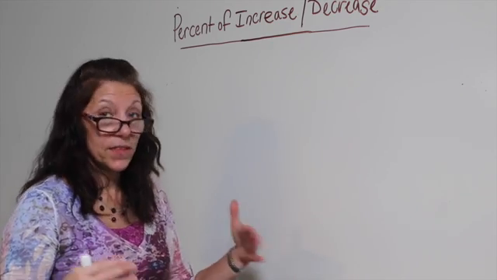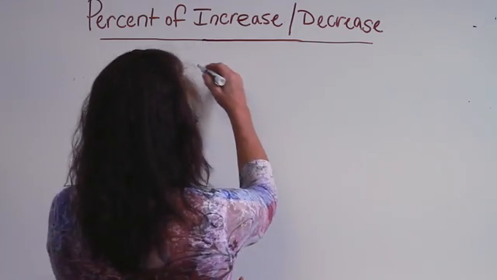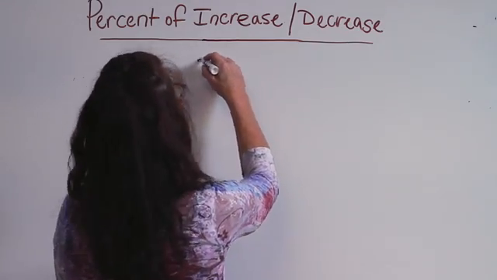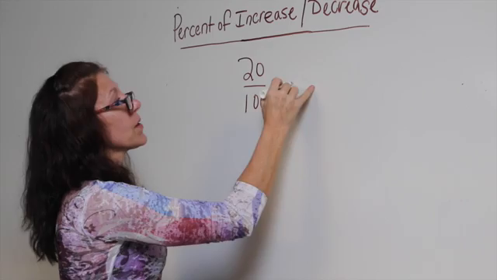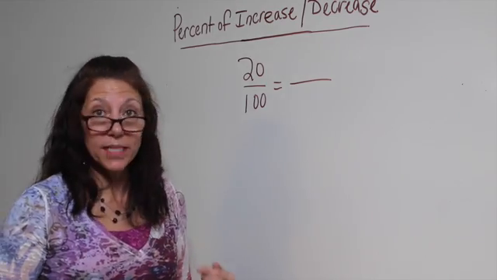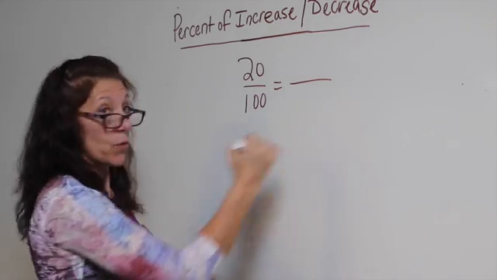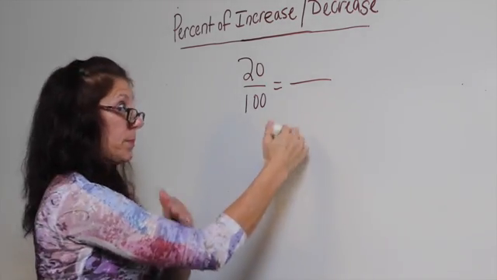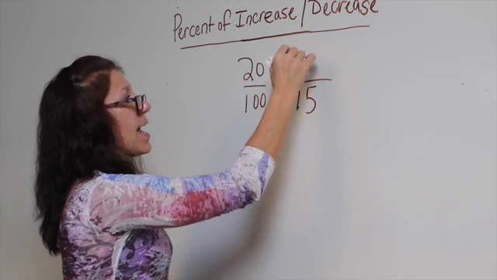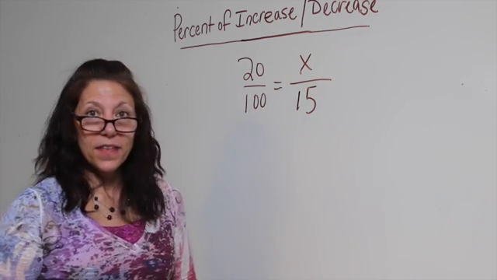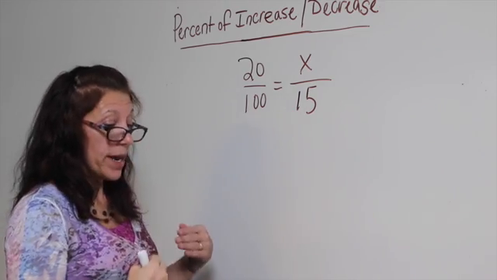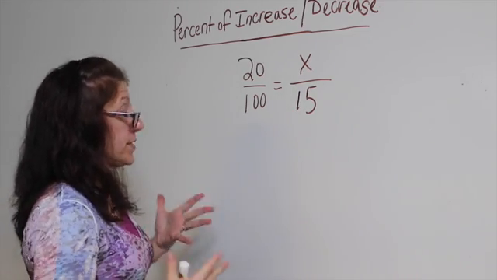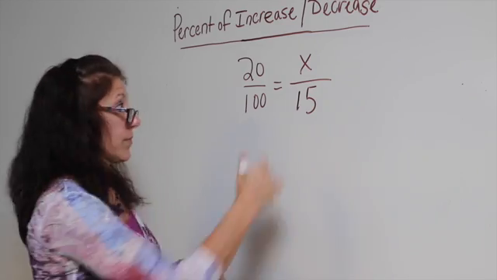Here's the setup given the information. You can take the 20% and write it over 100. Remember, the 15 games they won is the original number. Original numbers always go to the bottom. And we are looking for the number of fewer games that they won this year. So now we're ready to set up and solve for this letter x.